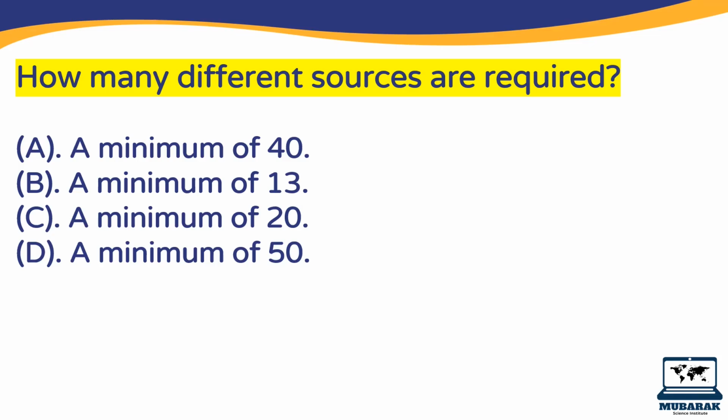Question for number 47. How many different sources are required? A. A minimum of 40. B. A minimum of 13. C. A minimum of 20. D. A minimum of 50.